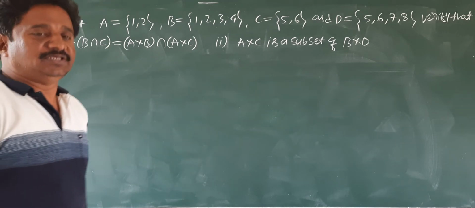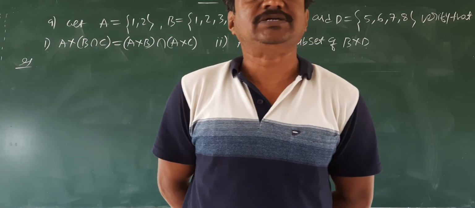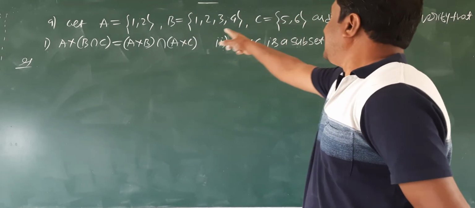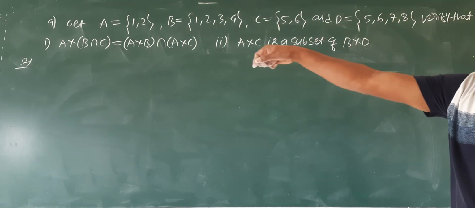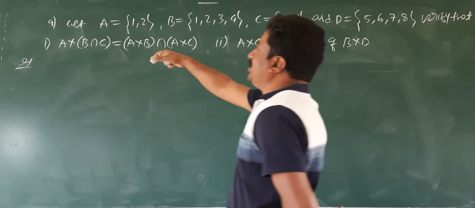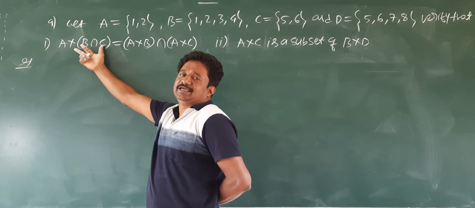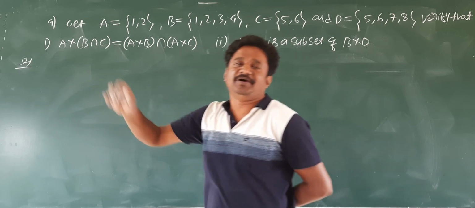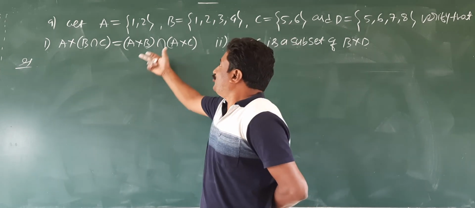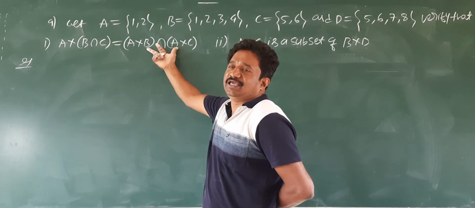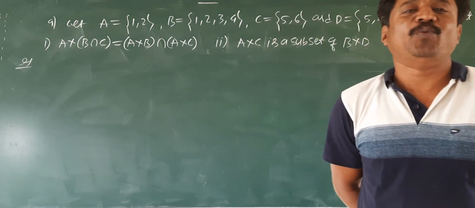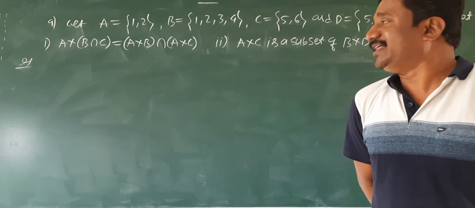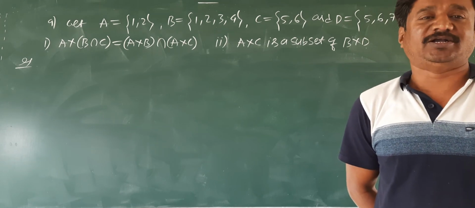Let us solve one more simple question on the board. Set A given, set B, set C, set D given. So verify that. First you find out this quantity. Call that equation number 1. After that you find out this right side quantity. Call that equation number 2. After getting both, you check whether they are equal or not.